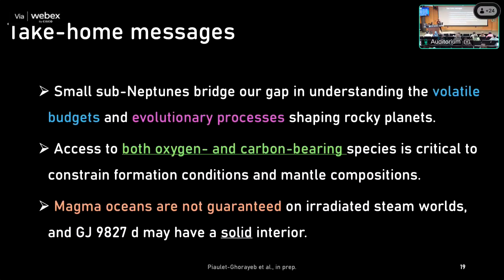So I'll leave up my conclusion slides, but I think we can learn a lot from small sub-Neptunes on the volatile budgets and the evolutionary processes that actually sculpt the population of rocky planets as well. And there's a lot to be learned if we have access to both oxygen and carbon-bearing species. And finally, we really need to do, for more planets, detailed modeling of the atmosphere and interior to figure out on which we should actually expect magma oceans. Thank you.